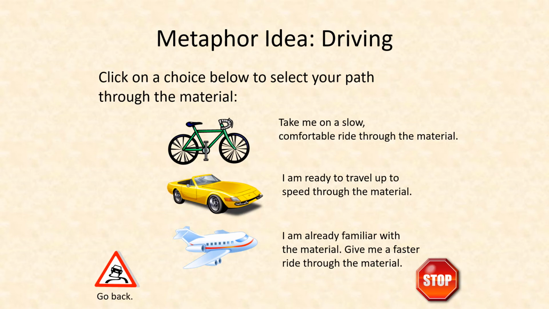So this could be a robust metaphor in that it could actually be used with different ages and different groups of learners. So considering that, if you selected this as your organizing metaphor idea, let's say you wanted to have 3 different paths through the same content. You could use the bicycle and say this is the slow, comfortable ride through the material. Learners who say, well, I kind of know it already, maybe I need to go at a little faster pace on that.